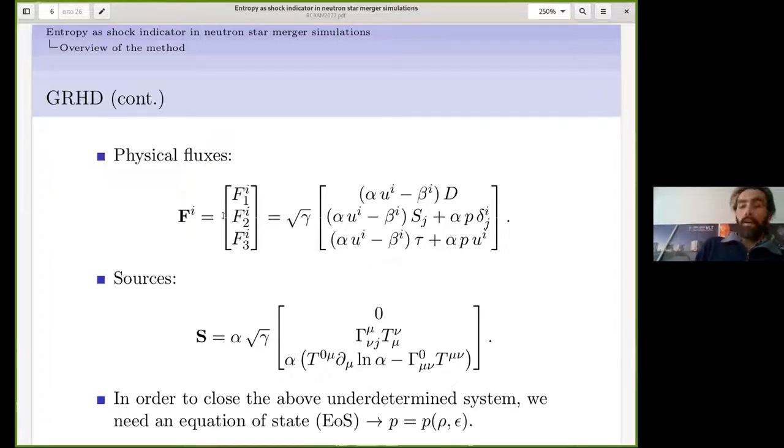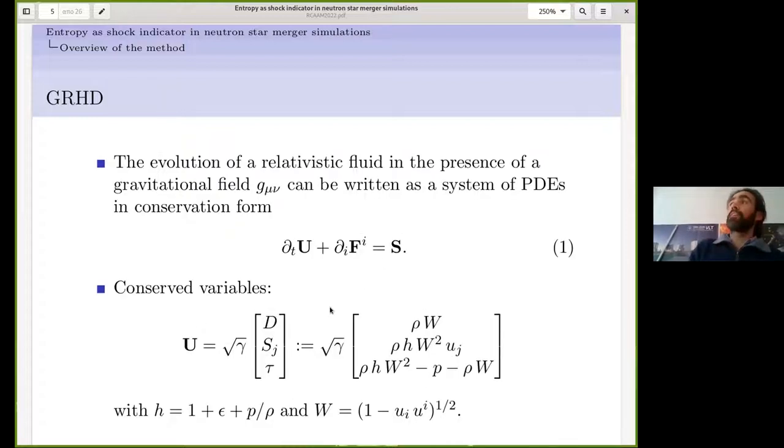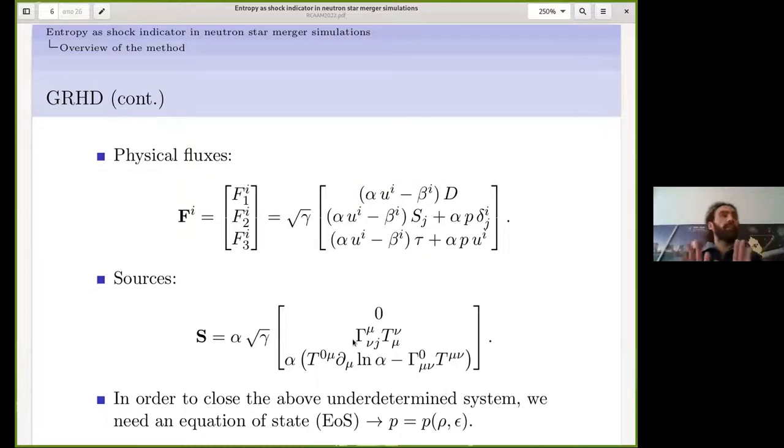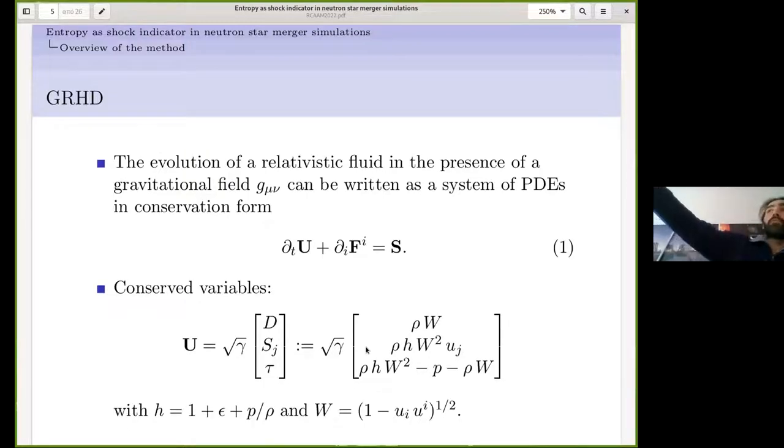Also, the physical fluxes are defined in this way. You see that the lapse function and the shift vector have appeared, which means that we're working in the 3+1 decomposition. The source term sitting on the right-hand side depends on the gravitational field, so we have the Christoffel symbol and also the energy-momentum tensor here. When we're doing special relativity, the source term cancels out because it depends only on the gravitational field. Then we have to solve this conservation form, the homogeneous version of the conservation law.